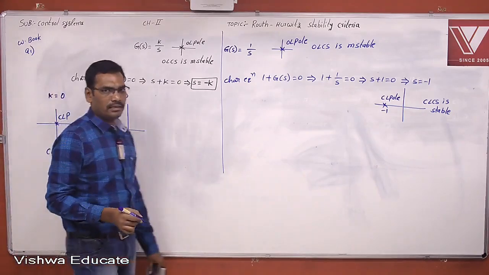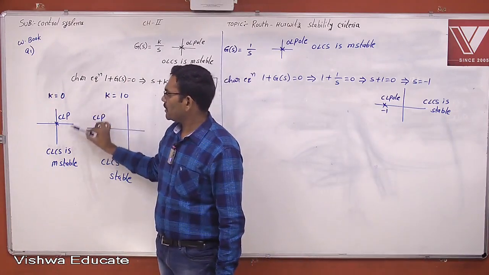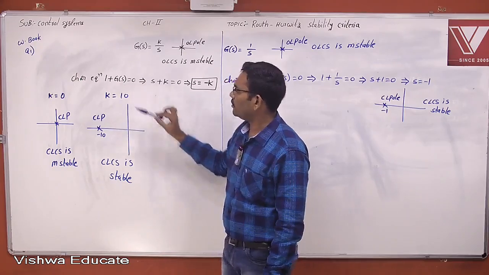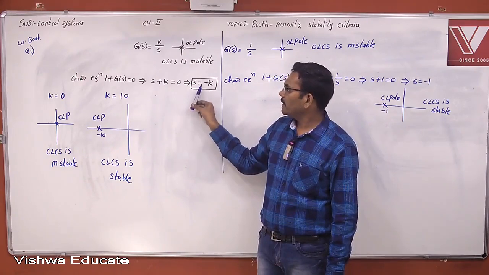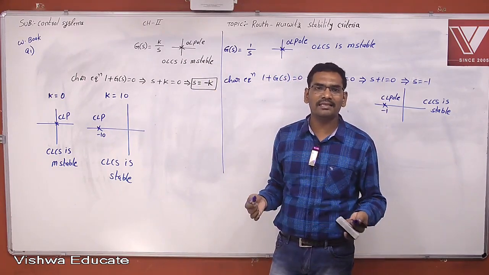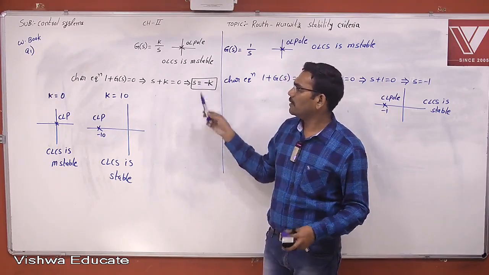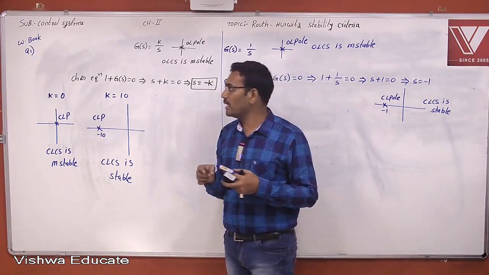So what can we understand? Now we can understand that here the closed loop control system is marginally stable, and here the closed loop control system is stable. Am I not right? So the closed loop control system stability depends upon the system gain k, or not? Yes, because system gain is a system parameter. Therefore, definitely the closed loop control system stability depends upon system gain k.